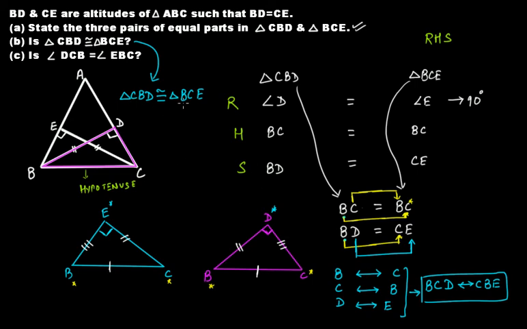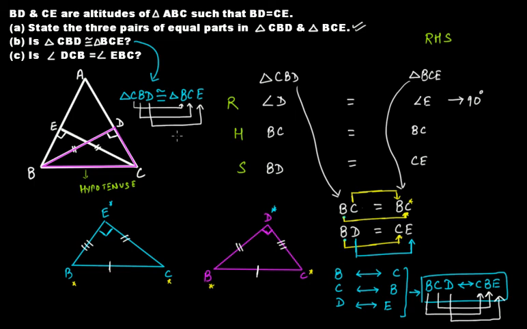Okay, so the C vertex of CBD is in correspondence to B, right? This C is in correspondence to B. That's correct. Then this B is in correspondence to C. Then this D is in correspondence to E. That's why the correspondence is important.